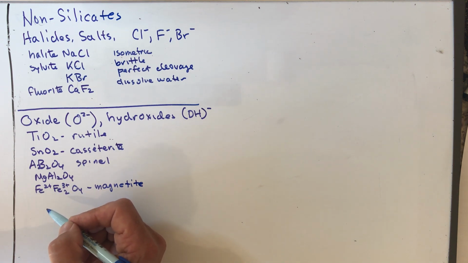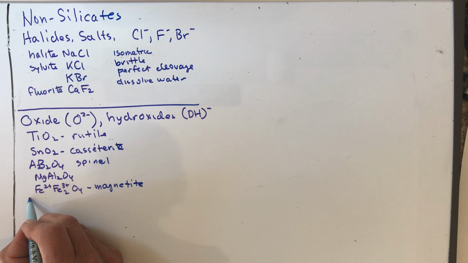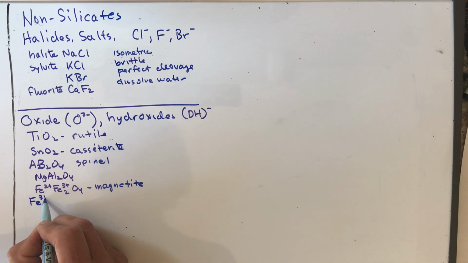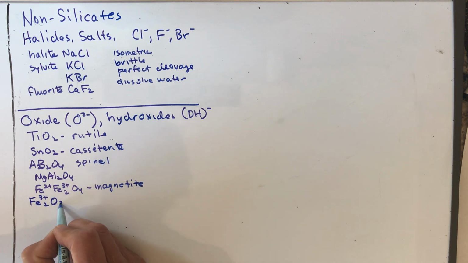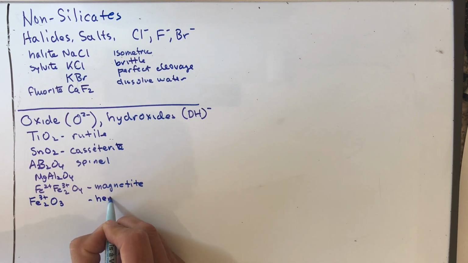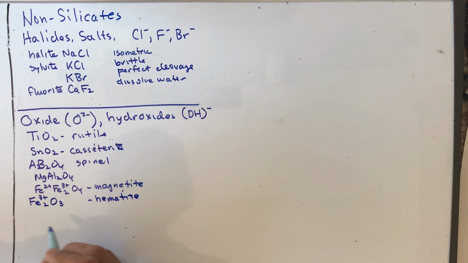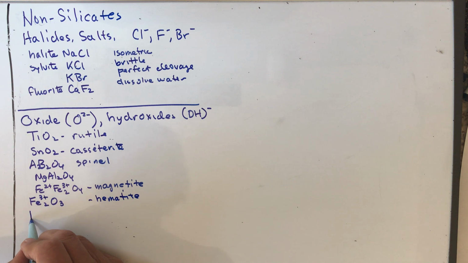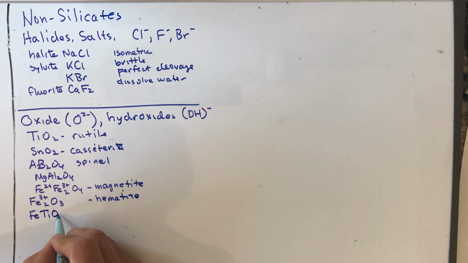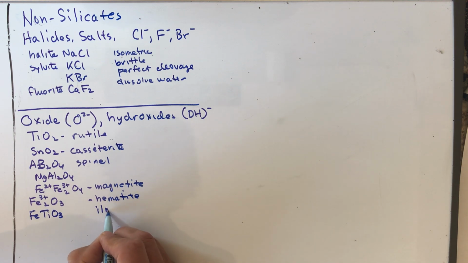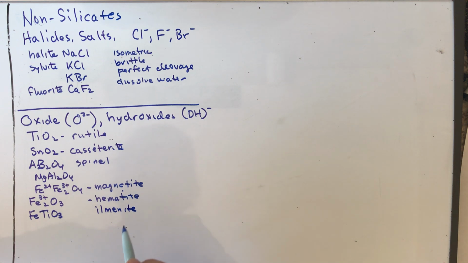If the iron is completely oxidized, the stable oxide is hematite, which is Fe3+ taken twice, O3. Famous banded iron formations, from early oxidation of Earth, contain these. And the analogous mineral for titanium is FeTiO3, ilmenite. These are all important oxide minerals that occur in the crust and upper mantle.